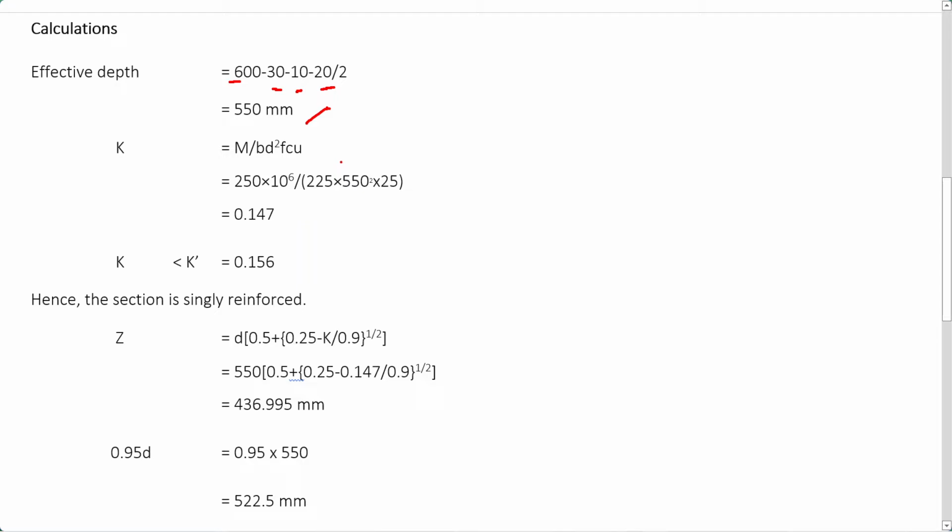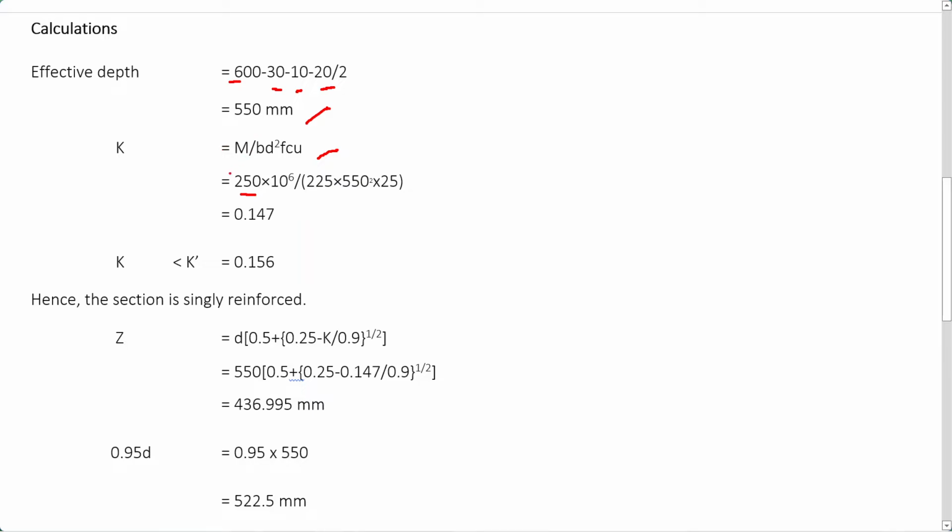Then we can calculate the K value. K is equal to M over b d squared f_cu. Here M is the bending moment, b is the width of the beam, d is the effective depth, and f_cu is the characteristic cube strength. Since all those parameters are known, we can substitute. Since the other parameters are in millimeters, we better use the same units.